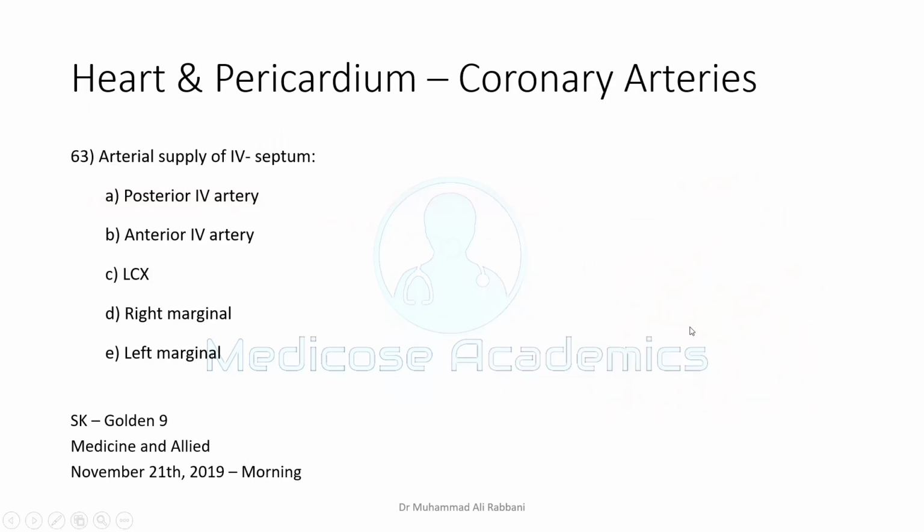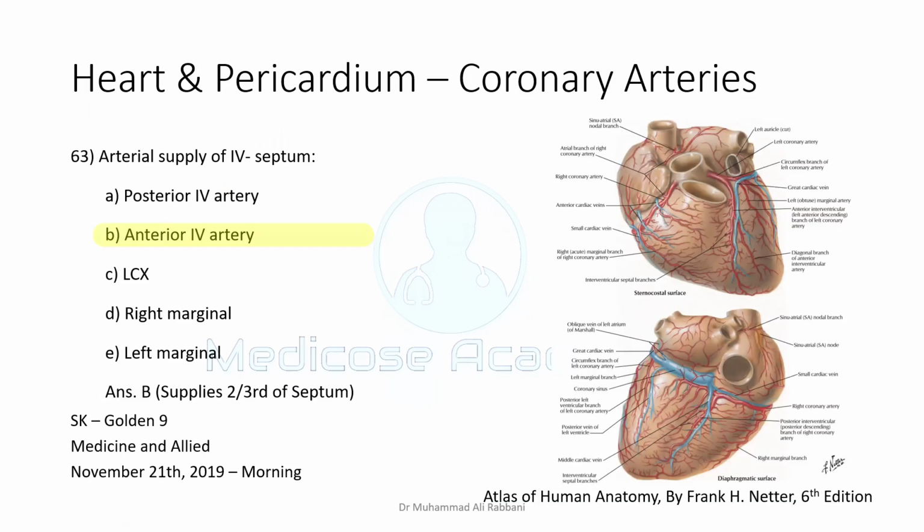Arterial supply of the interventricular septum: anteriorly it is supplied by the left anterior descending artery, which supplies two-thirds of the interventricular septum. Posteriorly, it is supplied by the posterior interventricular artery, which supplies one-third of the septum. They have not given a combination, so we will go for the one that gives the most blood supply to the ventricular septum. That will be the anterior interventricular artery.